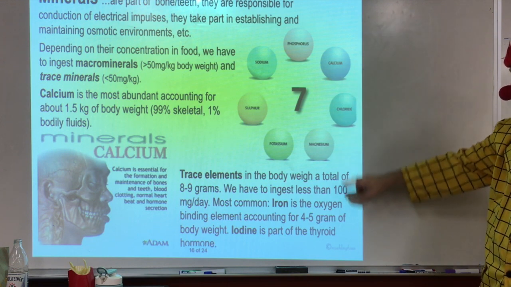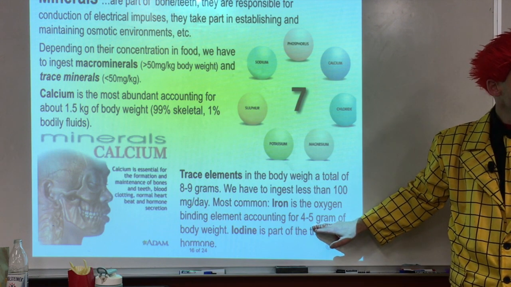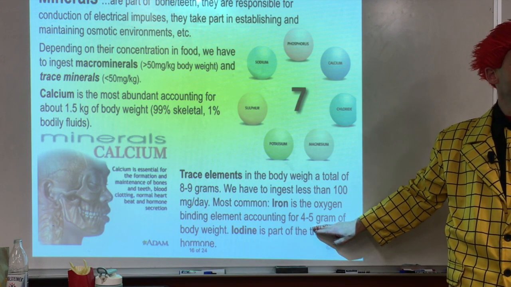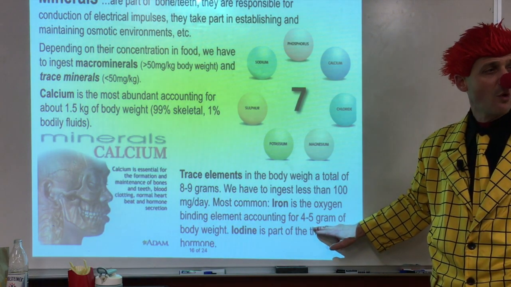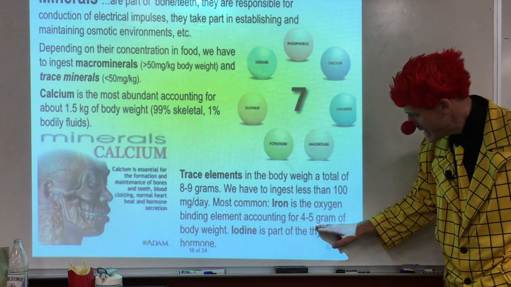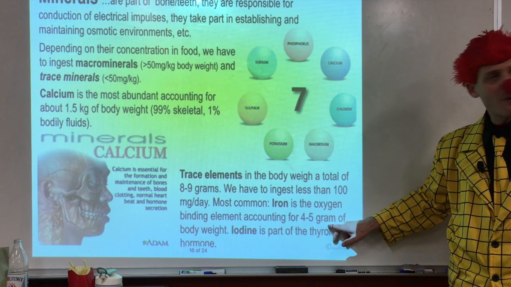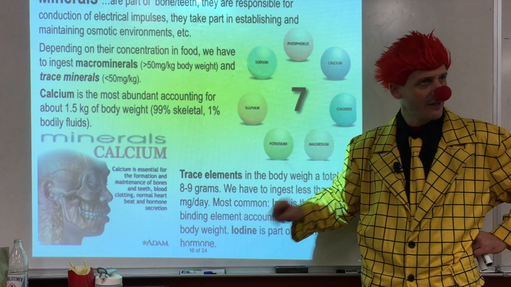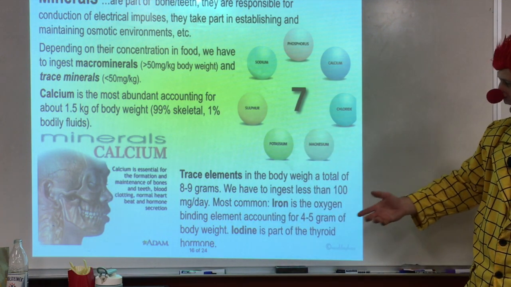Iron is an oxygen binding element, so that's about 4 to 5 grams of the body weight. Every hemoglobin has an iron in it. We have 4.5 to 5.5 million red blood cells, with I don't know how many hundreds of thousands of hemoglobin in that, per cubic milliliter of blood. And we only need 4.5 to 5 grams of iron in the body. That's pretty impressive to me, of how little an atom really is, just as a number, because I can never really visualize that stuff.